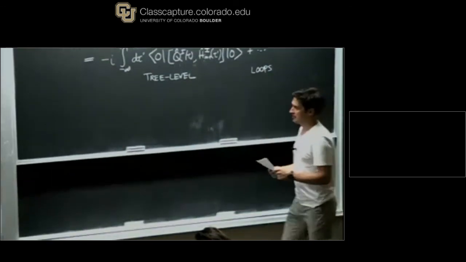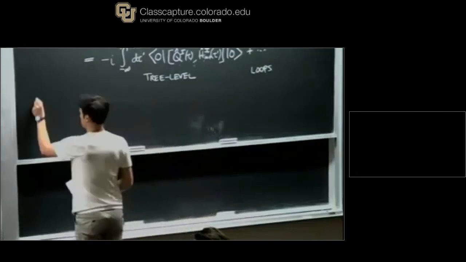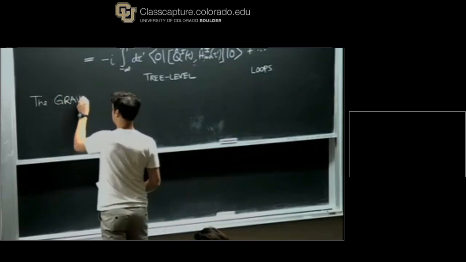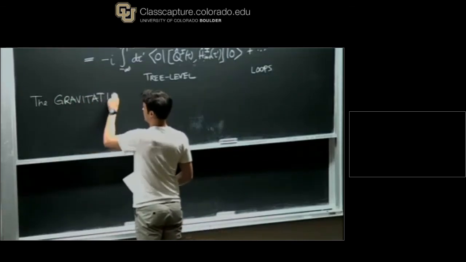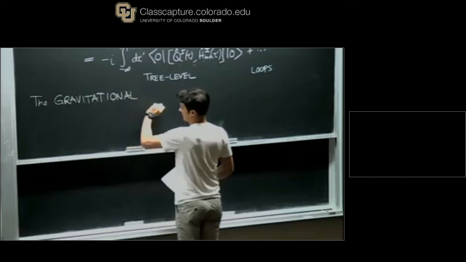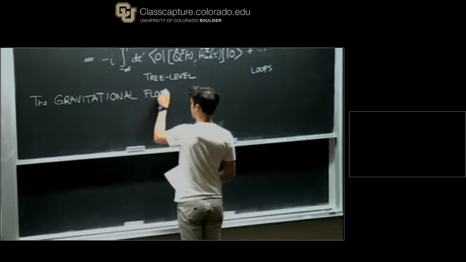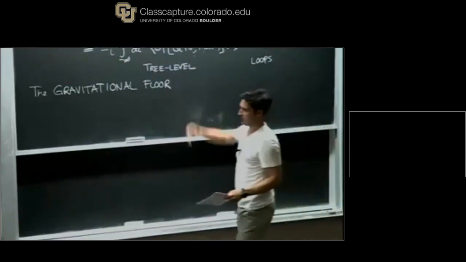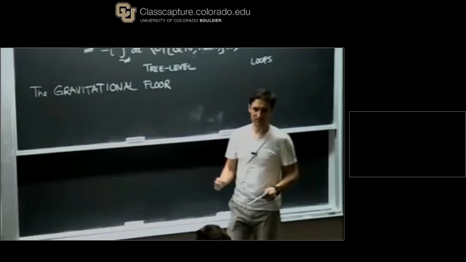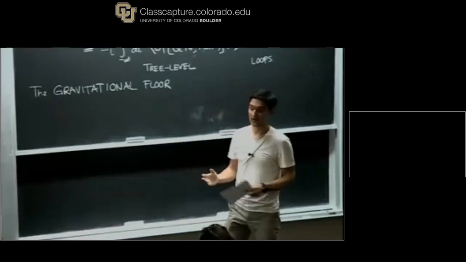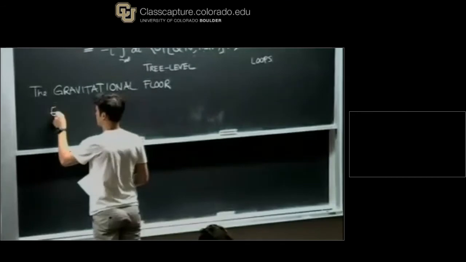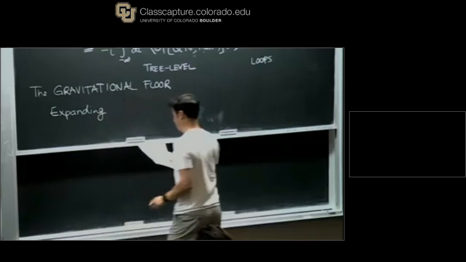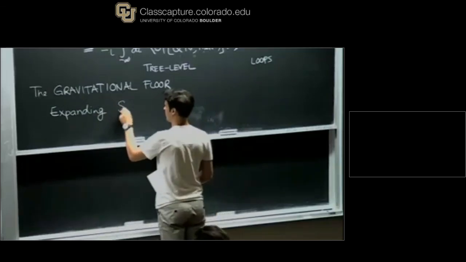Okay, so let me then give you an example for this, which is the gravitational floor. What I mean by this is the minimal amount of non-Gaussianity that's generated in single field slow roll inflation. So what do I have to do to calculate this? I need to start by expanding the inflationary action to higher order than we did yesterday.